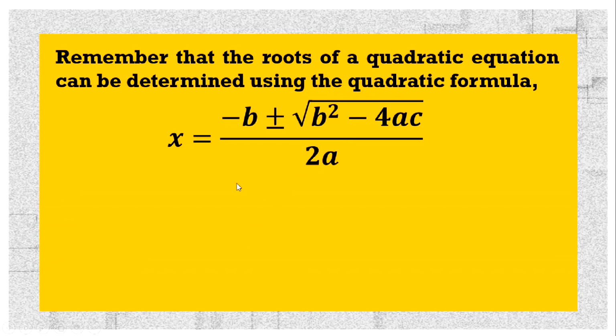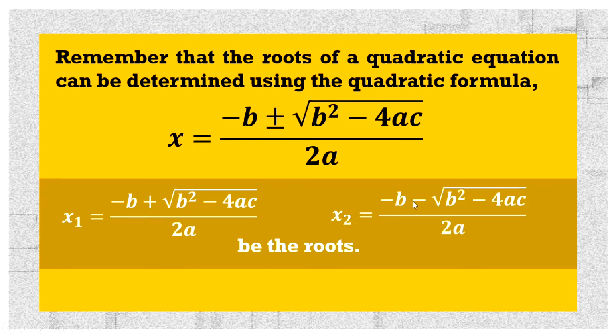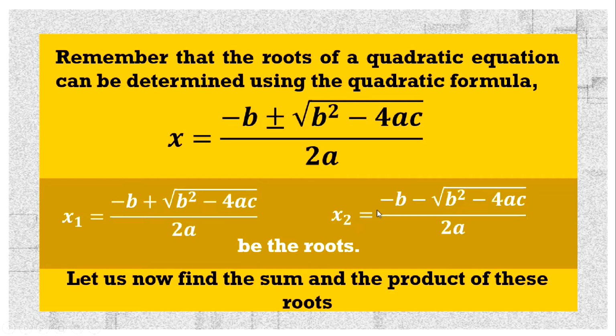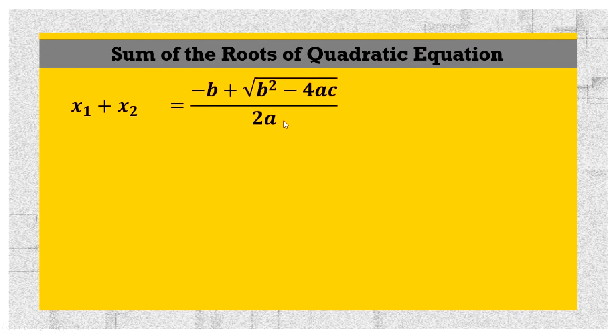From this formula, let our x sub 1 be negative b plus square root of b squared minus 4ac all over 2a, and our x sub 2 negative b minus square root of b squared minus 4ac all over 2a. And let us now find the sum and the product of these roots. Let's have the sum of the roots of quadratic equation. So we have x sub 1 plus x sub 2. Our x sub 1 is this and our x sub 2 is this.